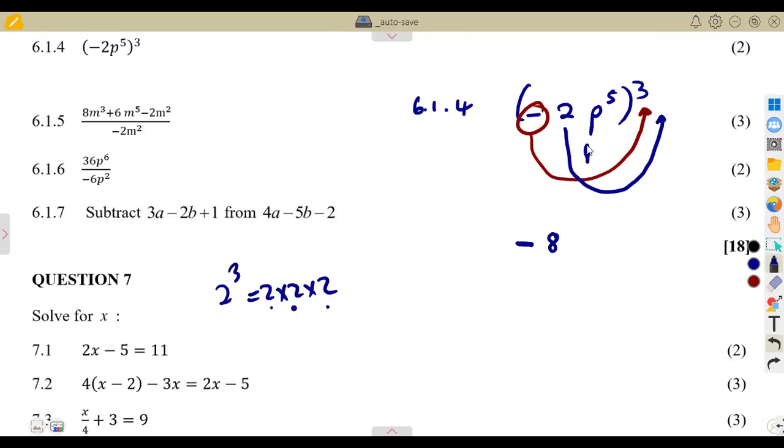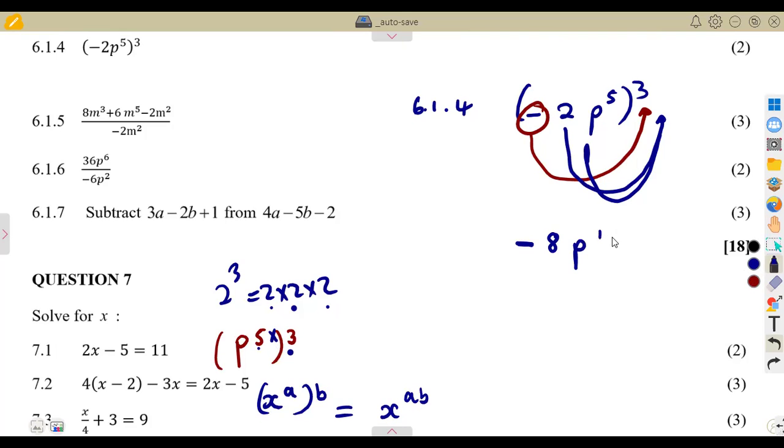p to the exponent of 5 is also raised to the exponent of 3. How do you write this? p to the exponent of 5, being raised to the exponent of 3. Remember the laws of exponents: x to the exponent of a, to the exponent of b, is x to the exponent of ab. You multiply, so it's 5 times 3, which is 15. So that's p to the exponent of 15.